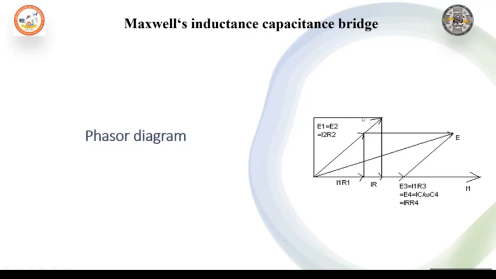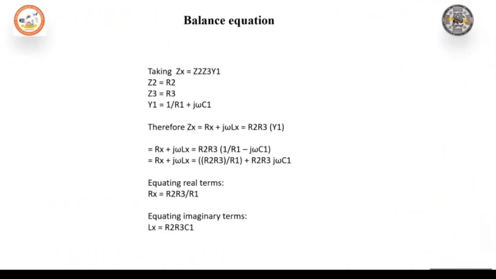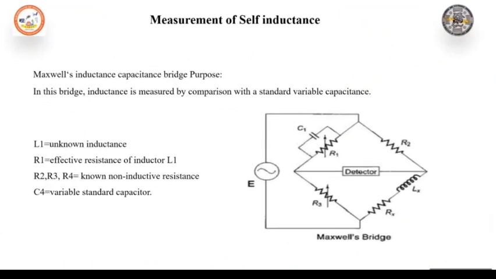So what are the advantages of using the standard known capacitor for the measurement? What are the advantages here? So we will see that in Maxwell's bridge, what are the advantages? The advantages of using a standard known capacitor for the measurement is that capacitors are less expensive than stable and accurate standard inductors.